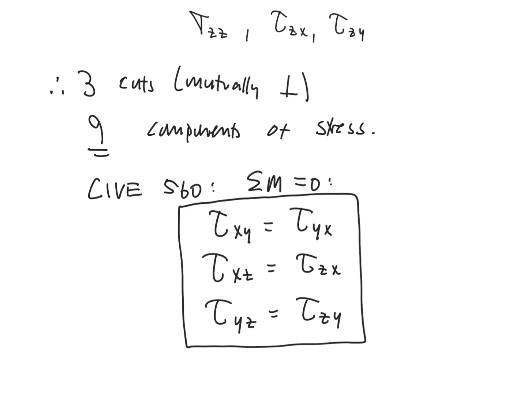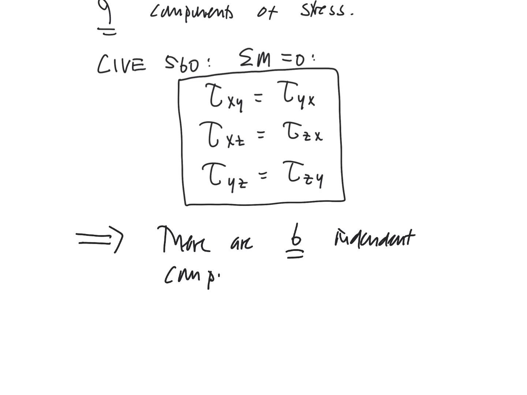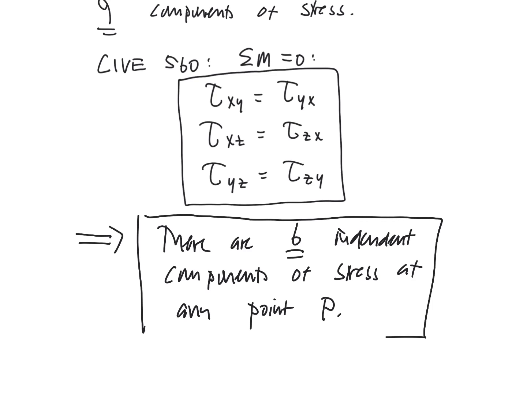So what that means is of the 9, 3 are not independent. So we finally then get to write our conclusion for the general state of stress, and we say, I'll put the double arrow, and we say there are 6 independent components of stress at any point P. And I do want you to commit that to memory. So there are 6 components that we would get.